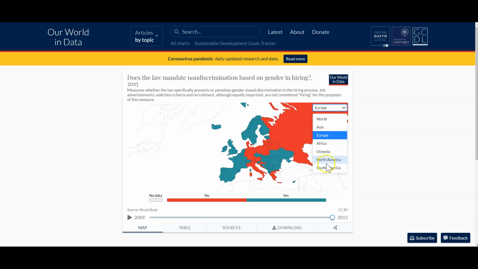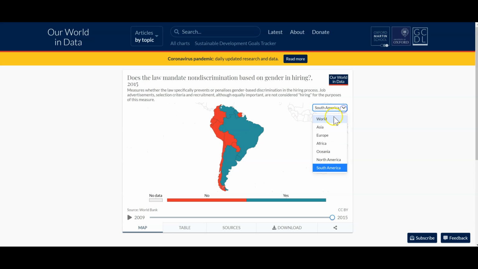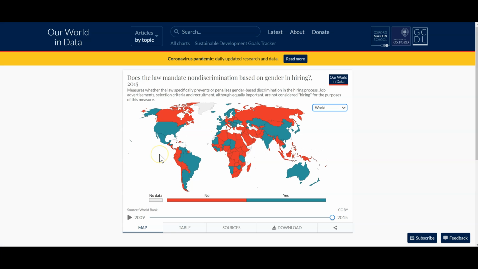Now if you want to look at any of the continents, that's how you zoom in. We'll look at South America, you can do it that way, look at the world that way. So basically, what are we seeing here as the pattern? Are MEDCs in general better at this than LEDCs? Well, do you know, I'm not sure that they are.